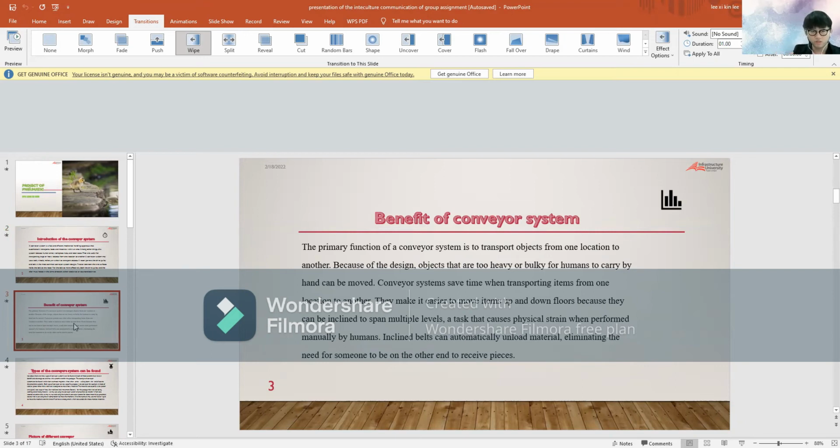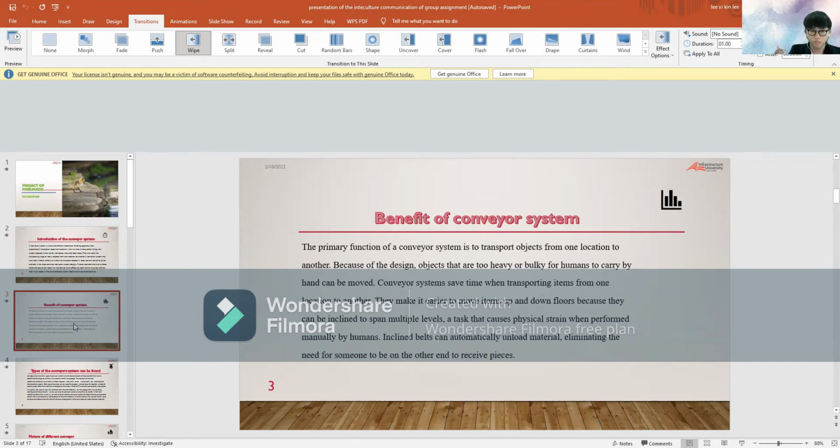The primary function of a conveyor system is to transport an object from one location to another. This is very common, as we can see in many industries and factories. Because of the design, objects that are too heavy or bulky for humans to carry by hand can be moved. This is why we need the conveyor system. Conveyor systems save time when transporting items from one location to another, and they also save human force.